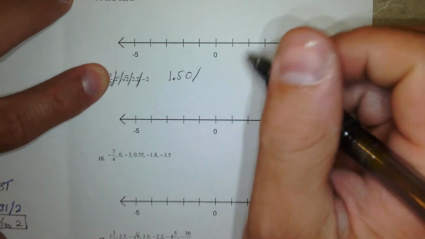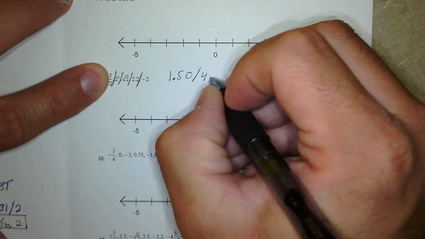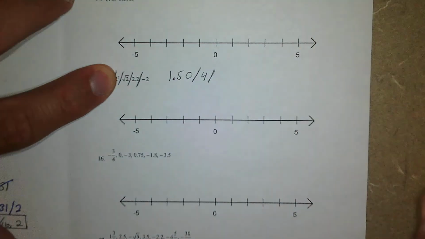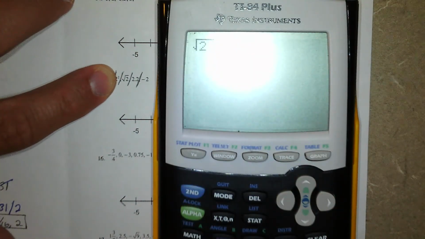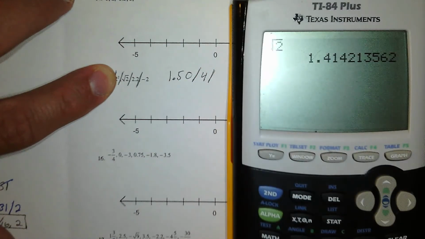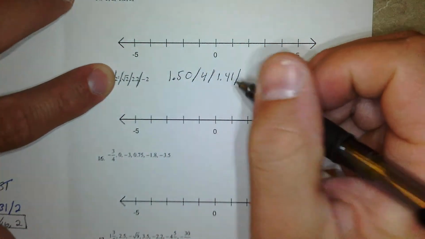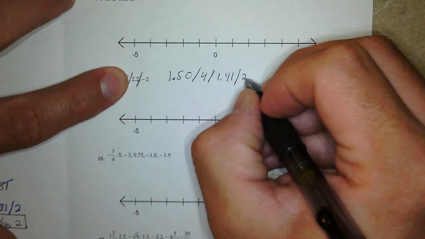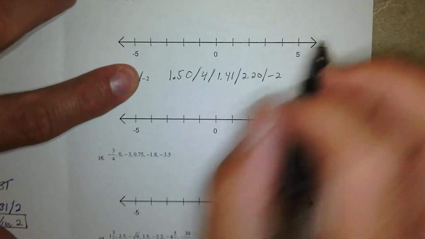Next up is 2 squared. Well, 2 squared is 2 times 2. That would be 4. The square root of 2. Pull out your calculator. Second, x squared, 2. That takes the square root of 2. I get 1.41. 2.2, so that'd be 2.20, and then negative 2 is the last one.